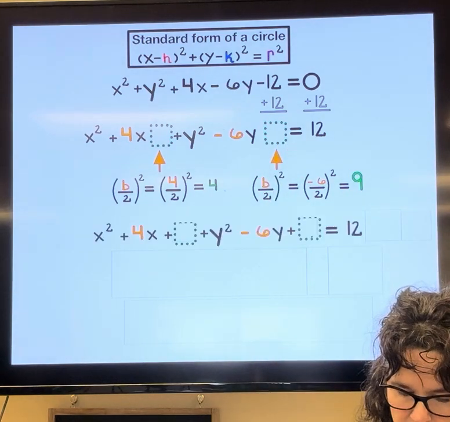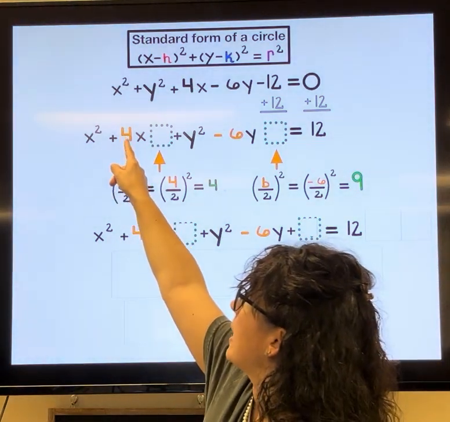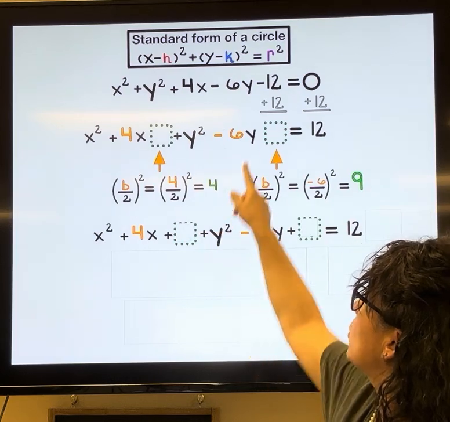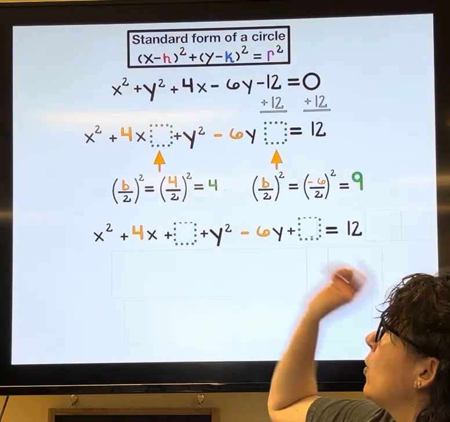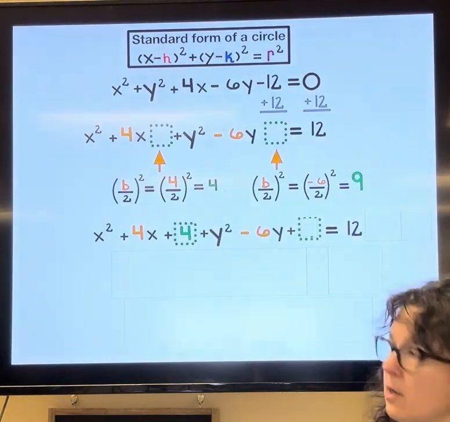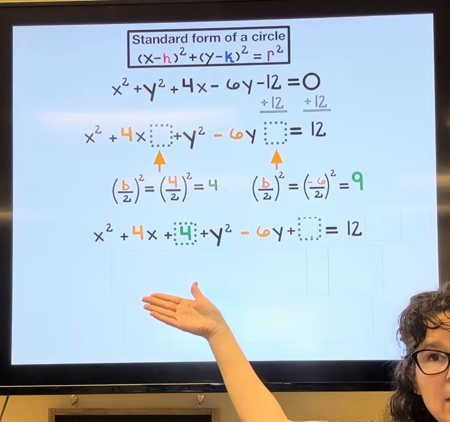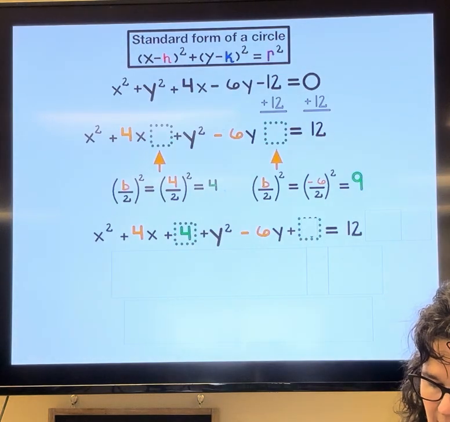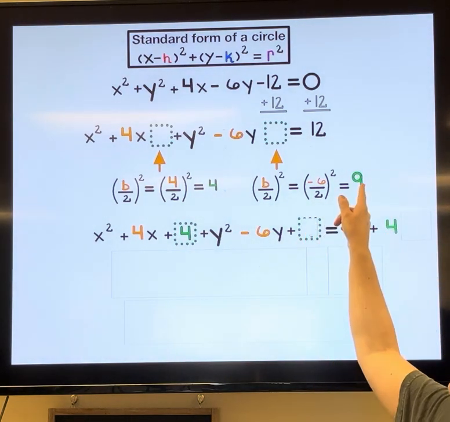So let's come down and jot down what we have so far. I have my x squared plus 4x, my blank space, my y squared minus 6y equal to 12, but I'm now going to fill in this space with the number 4, but I've just added 4 to the left side, and whatever I do to one side of the equal sign, I have to do to the other. So I'm going to add 4 on the right side as well, and then I'm going to fill in this space with 9.